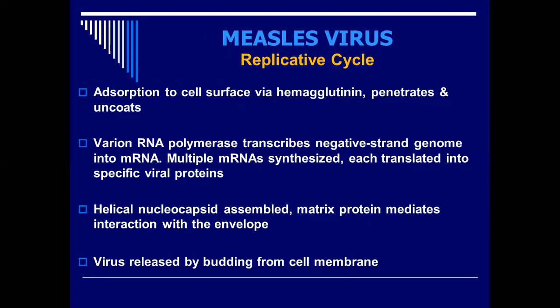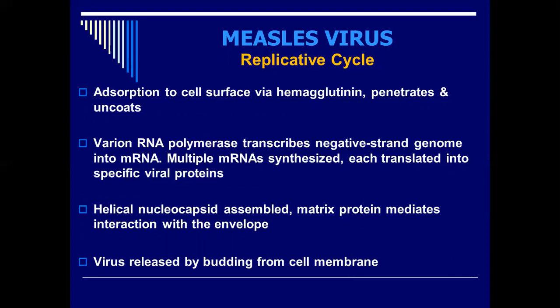So all those viruses which are negative strand RNA viruses carry their own RNA-dependent RNA polymerase, which transcribes them into mRNA, and multiple copies are synthesized, and each mRNA has the ability to be translated into a specific viral protein. The virus needs two types of proteins, the structural proteins and the functional proteins. The small genome of the virus has the capacity to encode all of these genes for the synthesis of the structural proteins as well as the functional proteins.